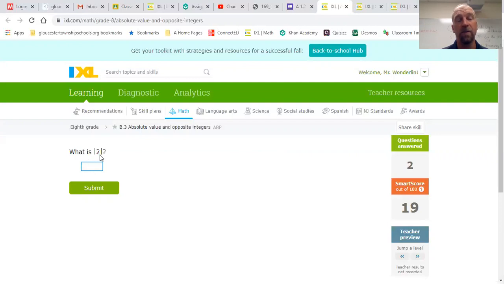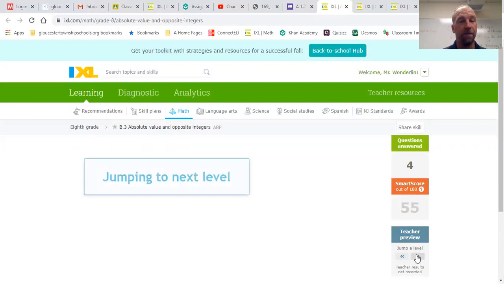So the absolute value of 2 means how far away from 0 on a number line would 2 be? And it's 2 units away. Number doesn't change. Here they just give you the words, the absolute value of 6. That means how far away from 0 is 6? It's 6 units away.